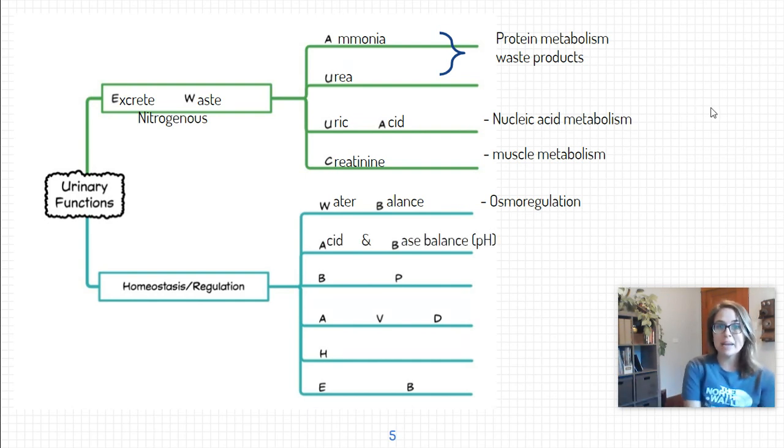Our acid and base balance is another thing that it's going to regulate. So the pH of your body: if your blood is a little too acidic, it's going to get rid of excess hydrogen ions. If it's a little too basic, it's going to get rid of excess hydroxide, OH ions. And so it's going to keep your bloodstream at the right pH.